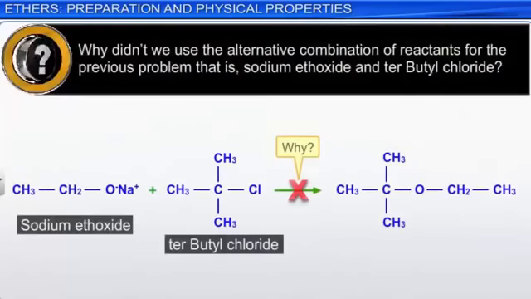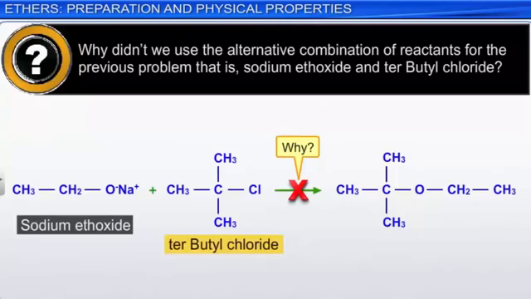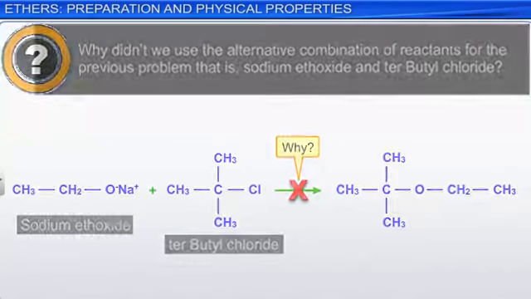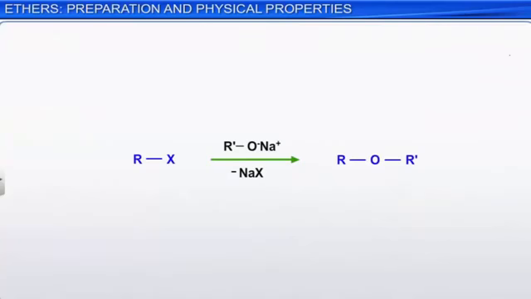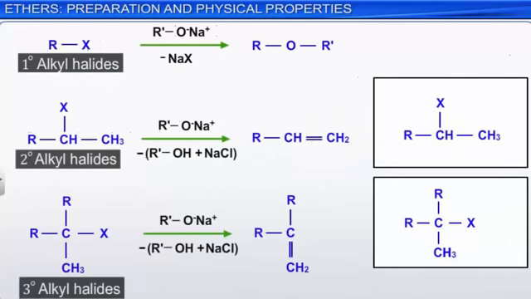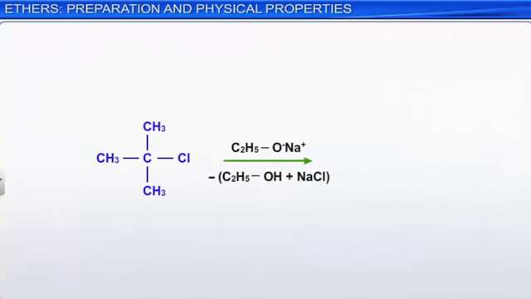Why didn't we use the alternative combination of reactants for the previous problem, that is, sodium ethoxide and tertiary butyl chloride? We had noted earlier that the Williamson synthesis is only suitable for primary alkyl halides. This is because when secondary and tertiary alkyl halides react with metal alkoxides, elimination reactions tend to occur and alkenes form. The reaction of sodium ethoxide and tertiary butyl chloride would form 2-methylprop-1-ene as the major product.